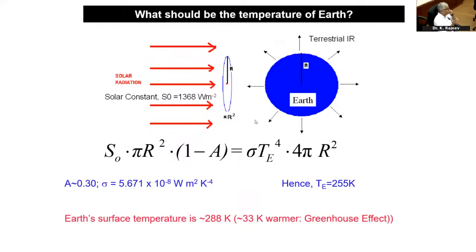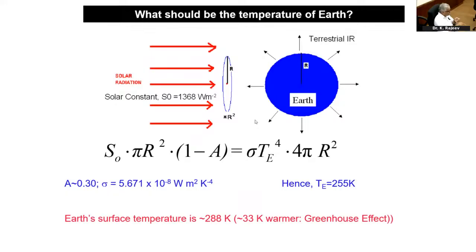288 Kelvin is the global mean temperature. So there's a 33 degree centigrade difference, because in this equation we just assumed that solar radiation came, was absorbed and was re-emitted. We did not account for the rest. This is perfectly fine, but we should know that this is the effective temperature of the Earth system. That remains constant.